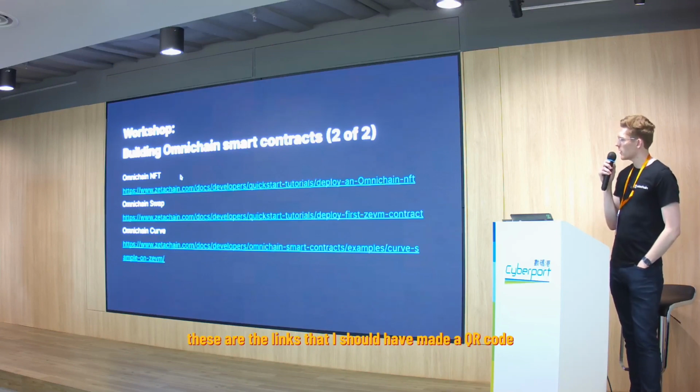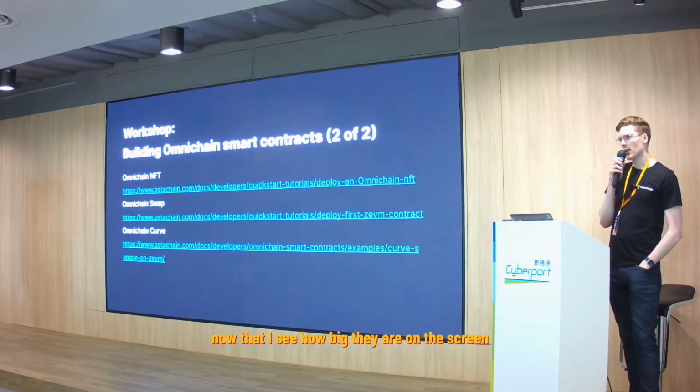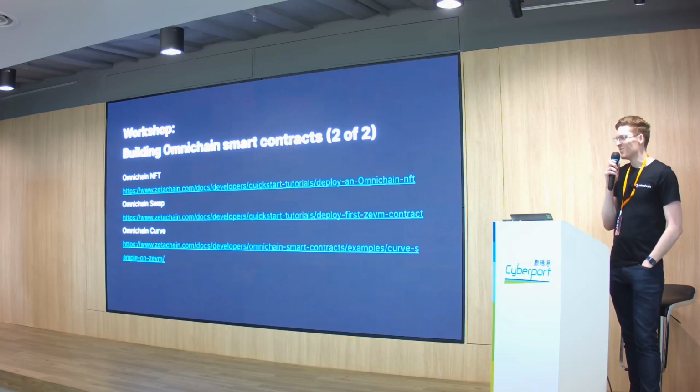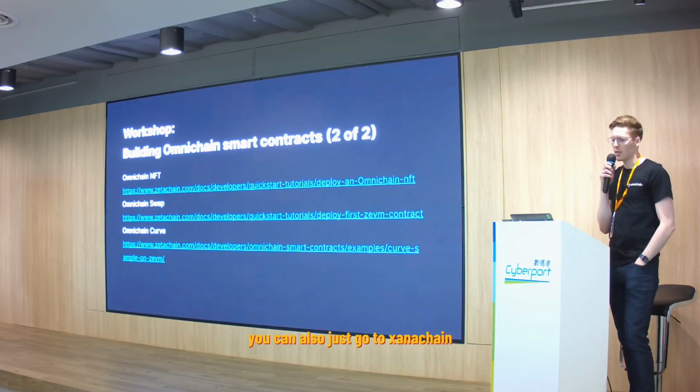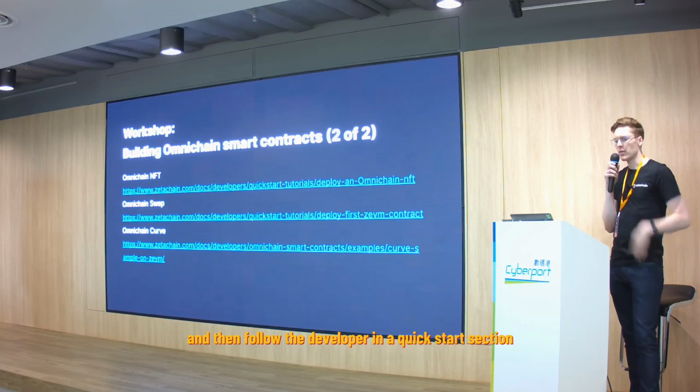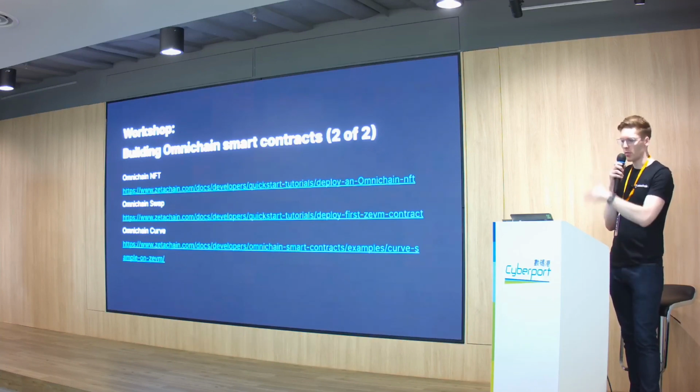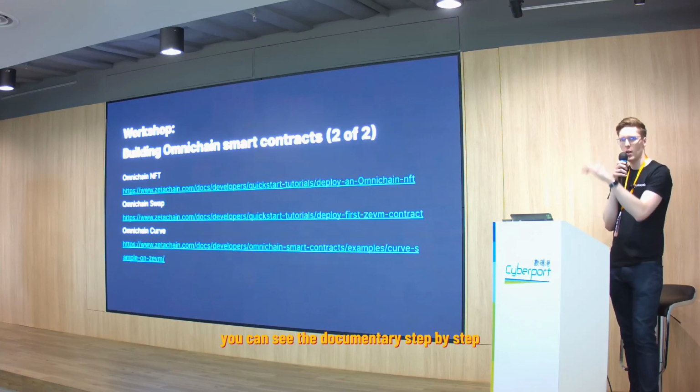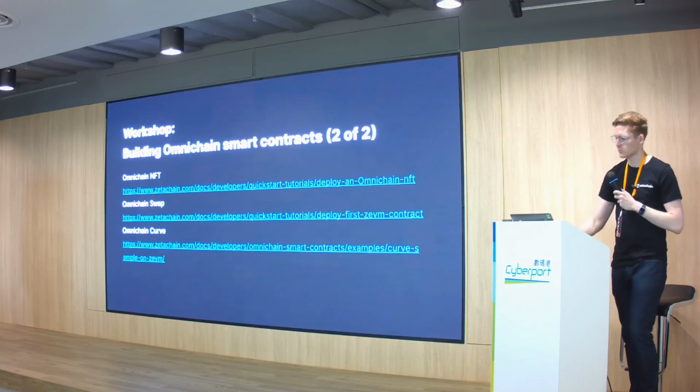These are the links that I should have made a QR code, now that I see how big they are on the screen. But you can also just go to ZetaChain.com/docs and then follow the developer and then quick start section. This is what we're going through. You can see the documents there step by step.